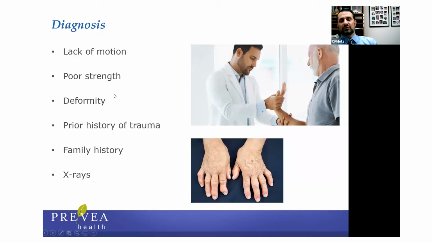So we're looking for strength, deformity, skin abnormalities. If you looked at your hands and compared them to your mother's or grandmother's hands, sometimes things run in families. And obviously an x-ray will indicate if there's arthritis in the finger.